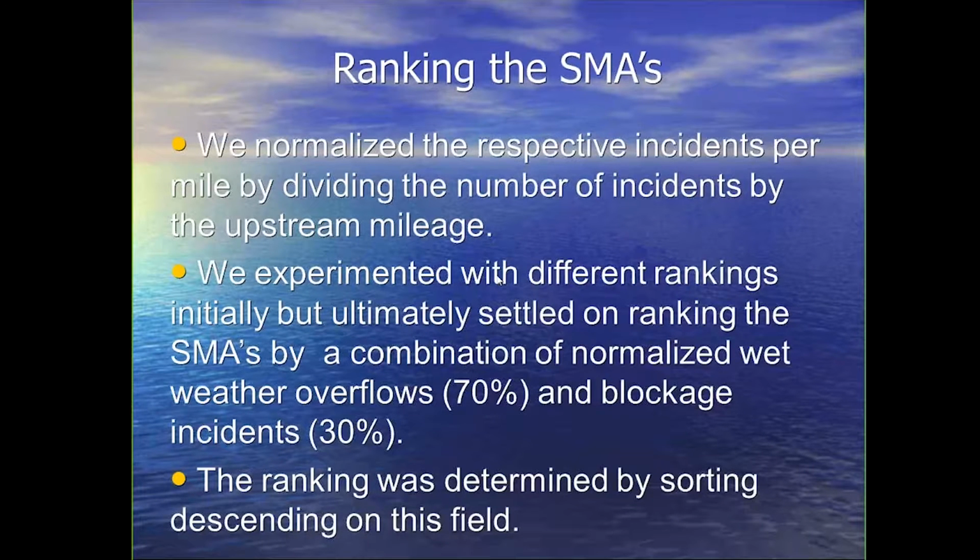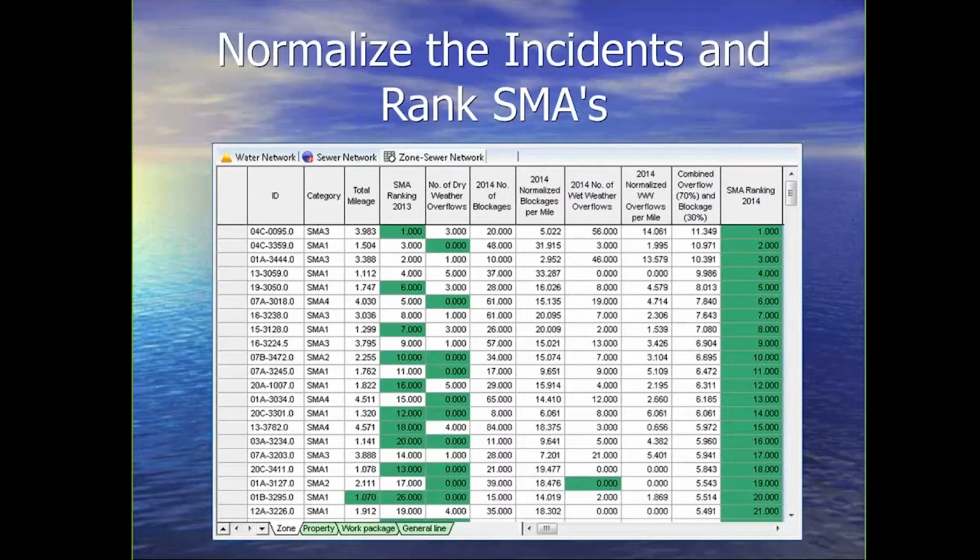So what do we do in terms of ranking them? Well, we normalize the respective incidents per mile by dividing the number of incidents by the upstream mileage. Again, very simple calculation. We could do it with a query. We experimented with different rankings initially. We were thinking, let's do it all in wet weather overflows, but we decided later to change that to a balance of normalized wet weather overflows by 70% and then blockage incidents by 30%. And then the ranking was just worked out by sorting descending in this field.